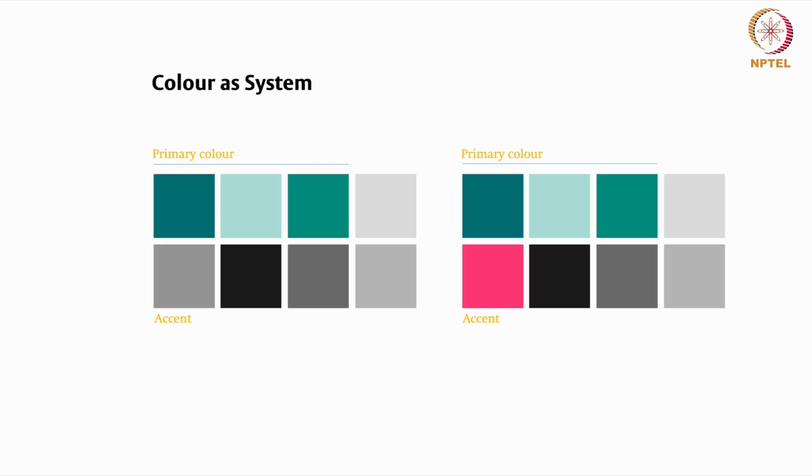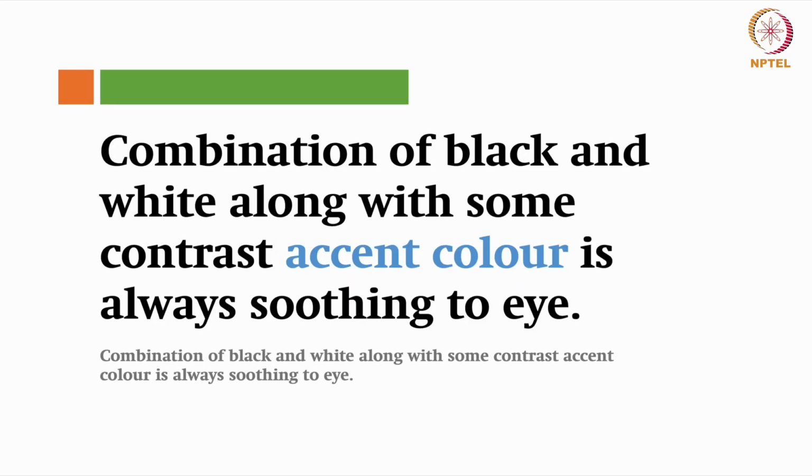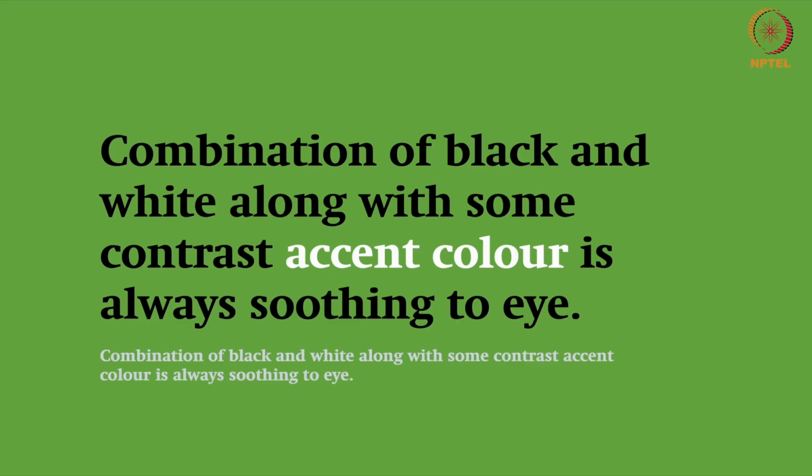Another thing is looking at color as a system. So you have to decide your primary color, secondary color, accent color. For example, a combination of black and white along with some contrast accent color is always soothing to your eyes. So you always make a combination so that you can make the design a little interesting in terms of creating a visual impact. Or if the background color is changed, accordingly the primary, secondary or accent color also changes, right?